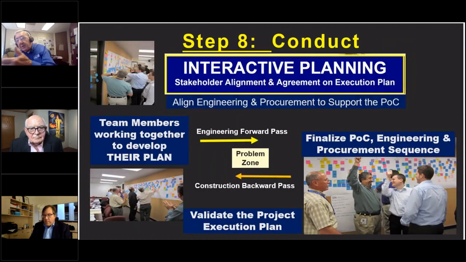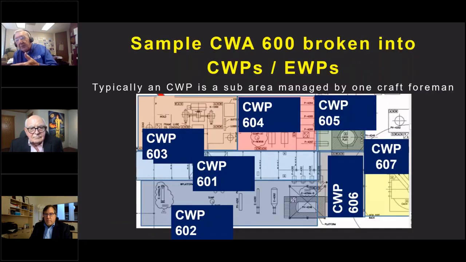And in the process, he's going to define, am I going to do the pipe rack first? Usually I'm going to do the pipe rack first. I'm going to do the pipe rack starting on the north side to the south side. I'm going to go out into 603, then out into 604. So he makes all these sequence and path of construction decisions at that point. So go to the next slide.